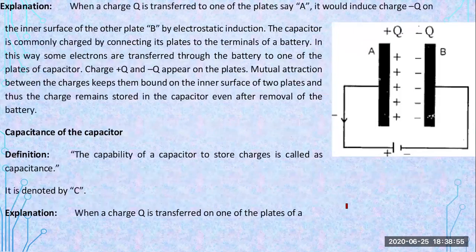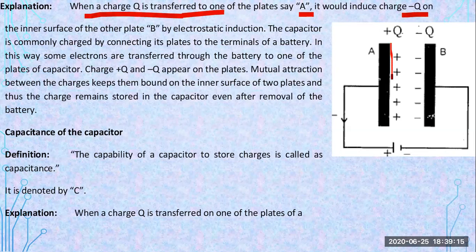Here it is. This is the construction, and we are going to explain it. When a charge Q is transferred to one of the plates, A, it will induce a negative charge on B. This is the basic working of these plates, which I am going to discuss first. Then we will come back and see what is written in the paragraph. So here it is. This was plate A, and now it is plate B. What happens? Very interesting and very easy to understand.